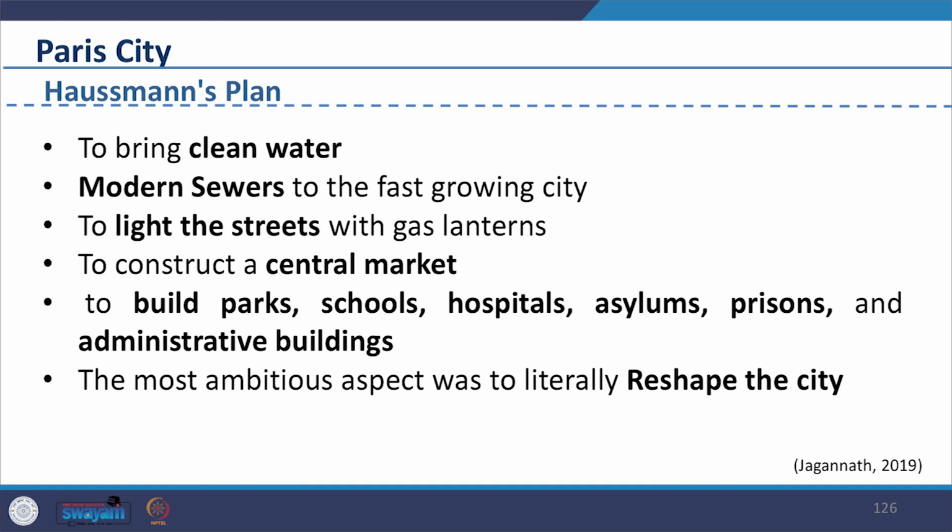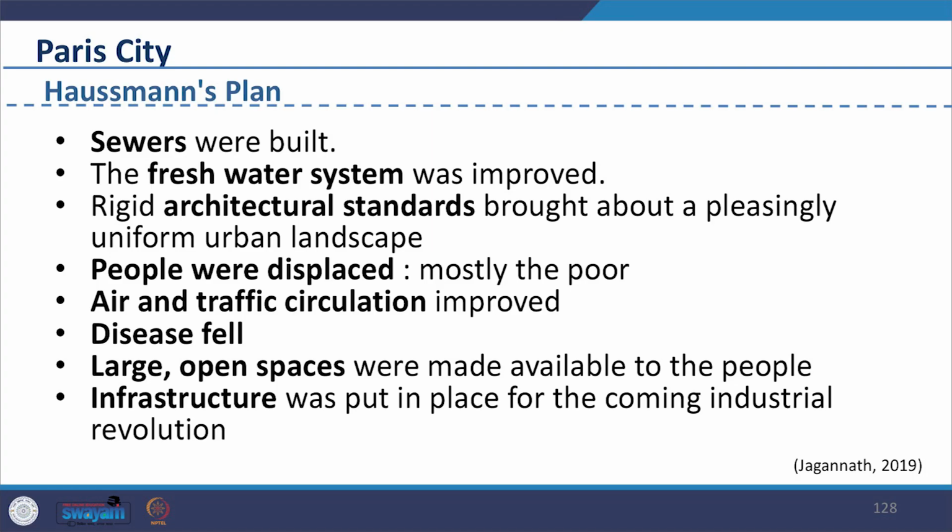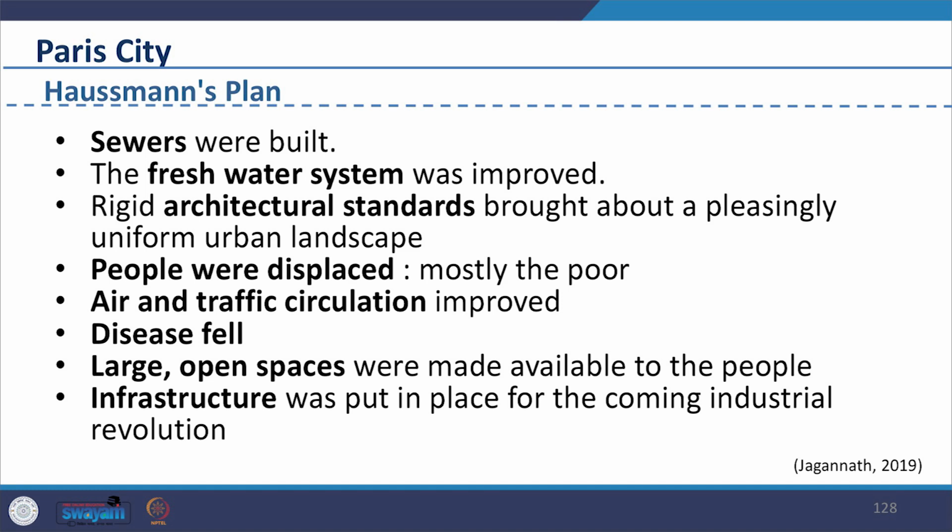But the most ambitious aspect of Haussmann's plan was to literally reshape the city. Sewers were built, the fresh water system was improved, rigid architectural standards were brought about, creating a pleasingly uniform urban landscape. Many people were displaced, mostly the poor, who were forced to move to the city's outskirts as property values shot up. Air and traffic circulation improved, disease fell, large open spaces were made available to people, and infrastructure was put in place for the coming industrial revolution.